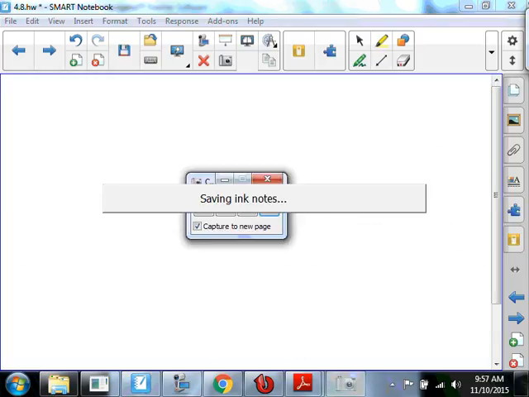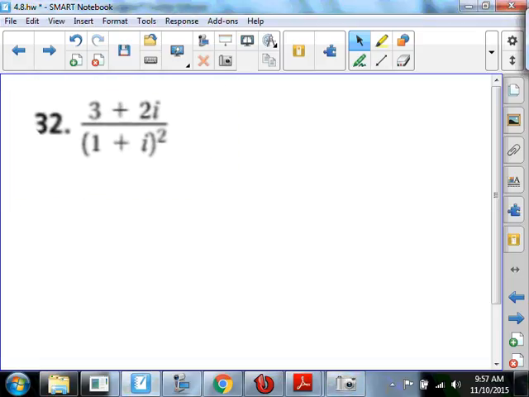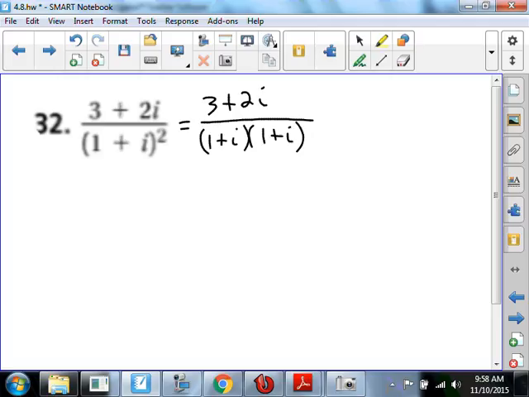32 is tough as well. 32 is tough because, boy, oh boy, the denominator needs expanded before we can even think about cleaning it up. So 32, we're going to have (3 plus 2i) over (1 plus i) quantity squared, or (1 plus i) times (1 plus i). Now, at this point in your careers, mathematically, a lot of people want to say that (1 plus i) squared is 1 squared plus i squared, or 1 plus -1, or 0.